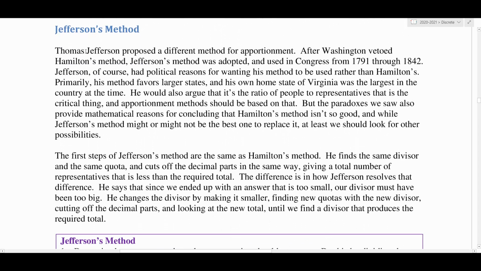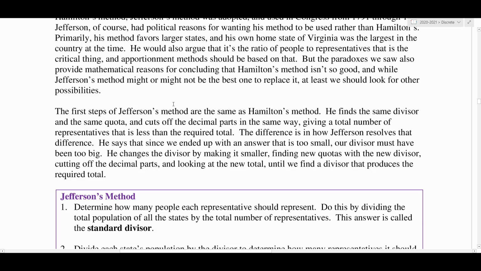Thomas Jefferson had a different method for apportionment. After Hamilton's method was vetoed, Jefferson's method was adopted, and it was used in Congress from 1791 through 1842. This was the first major apportionment method that was used, not the first one that was proposed, but the first one that was actually used in our country. This is kind of where it all began, and it is the first of what we call a modified divisor method. I'll demonstrate what that means in just a minute.